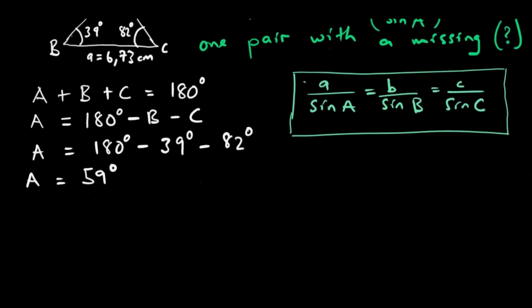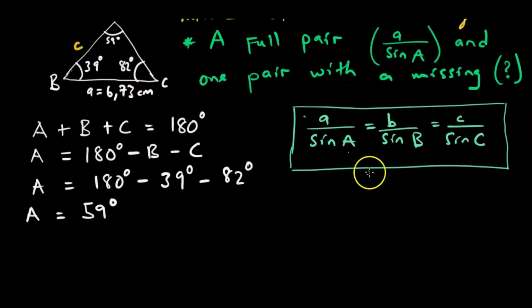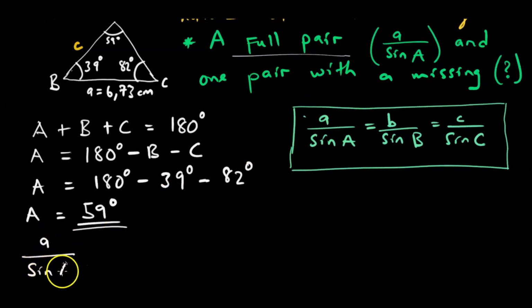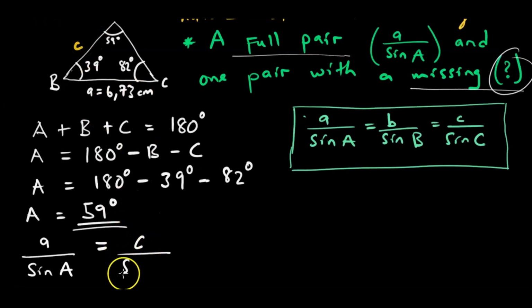What we do is, this is our triangle, this is the formula, this is where we are. Here we have marked this as 59 degrees. What we are going to do is ask, what is the full pair? The full pair is A over sin A, the side with its interior angle, is equal to the missing one, which is what the question asks. The question is find C. So we will write C over the sine of C, like this.